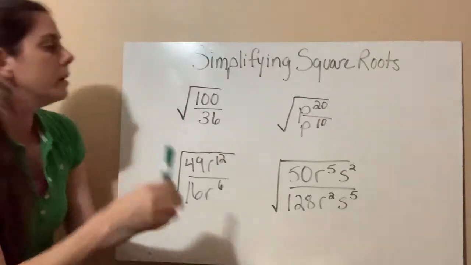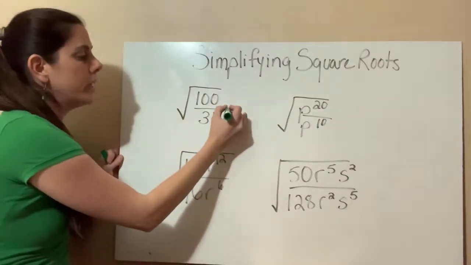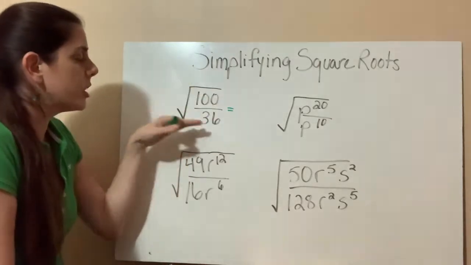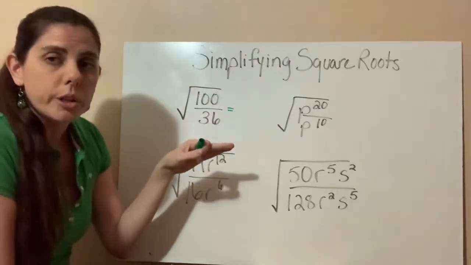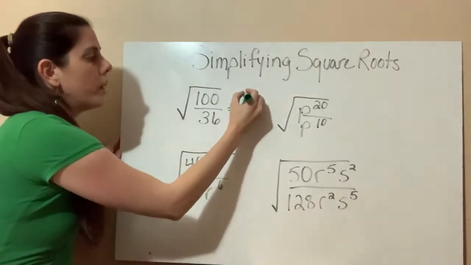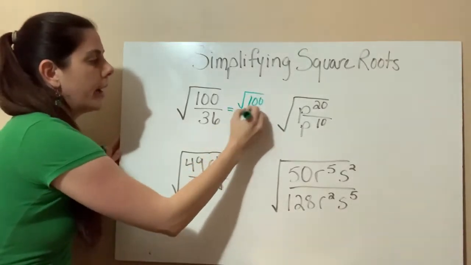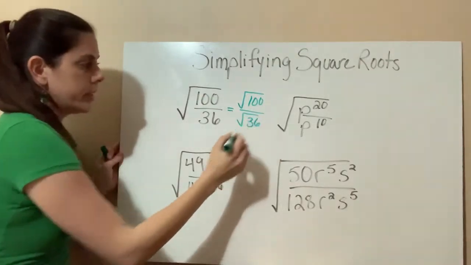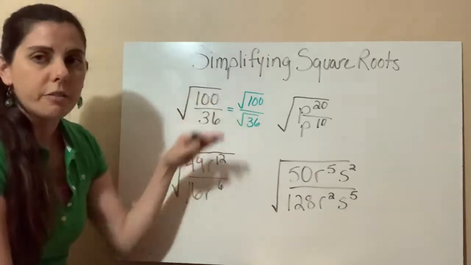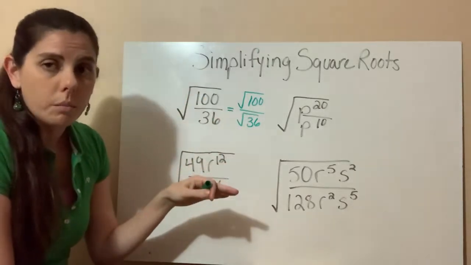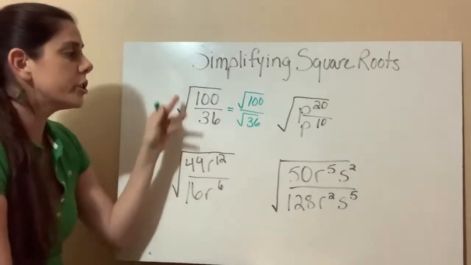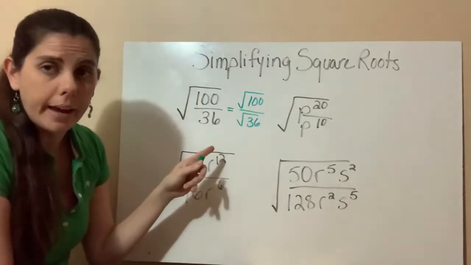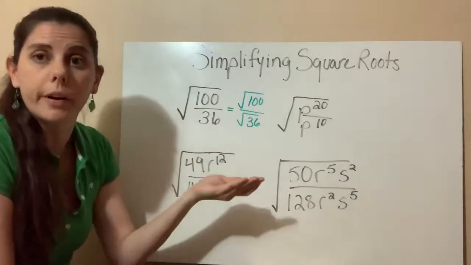So in our first one, a couple of things that we need to understand about the expression here, the square root of 100 divided by 36, is we could rewrite this as the square root of 100 over the square root of 36. If that helps you break it up, you are more than welcome to do that. Or you can just simplify it as is, and just remember that you're going to end up with a fraction at the end. And if you can simplify it, then simplify it.